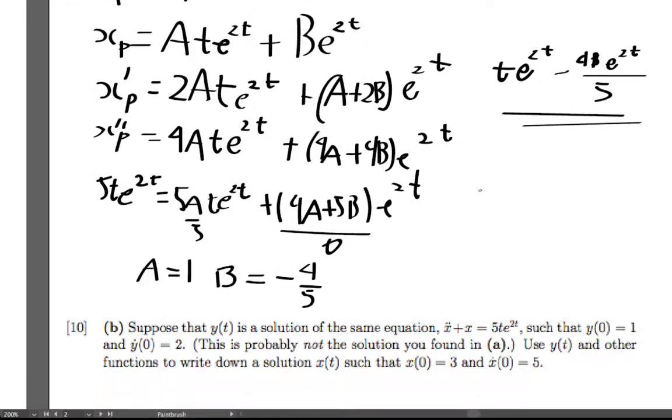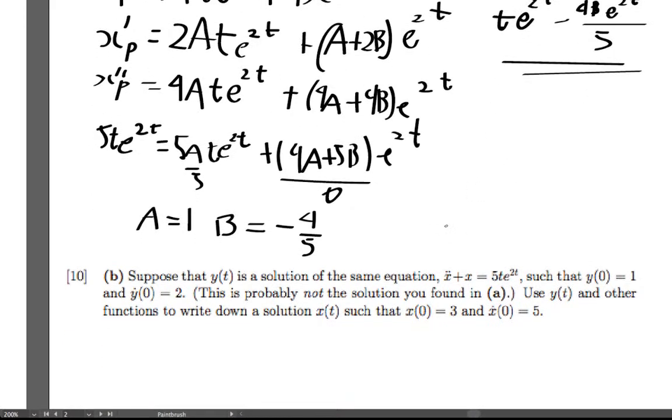Good. And so, suppose that y(t) is a solution of the same equation, such that y(0) is 1 and y'(0) is 2. This is probably not the solution you found in A. Use y(t) and other functions to write down x(t) such that x(0) is 3 and x'(0) is 5. Okay.